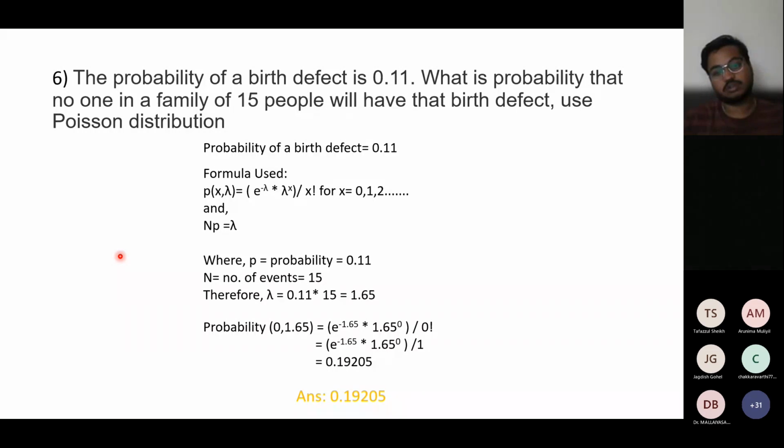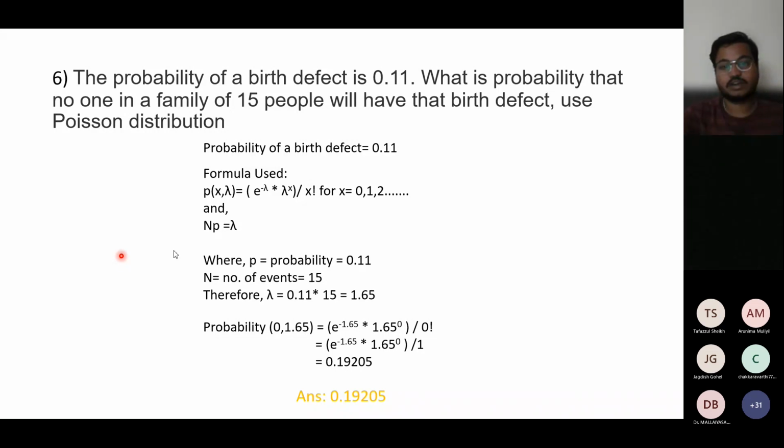In a Poisson distribution, you have only a single parameter, that is lambda, which is equal to n into p, where n is the number of events that are happening and p is the probability of an event happening, the probability of success of the event. So in cases where p is very small and n is very large, you use a Poisson distribution. Okay, sir. Thank you, sir.